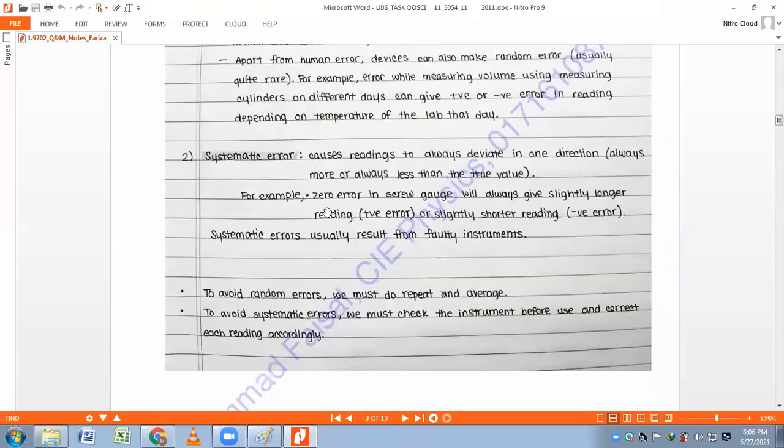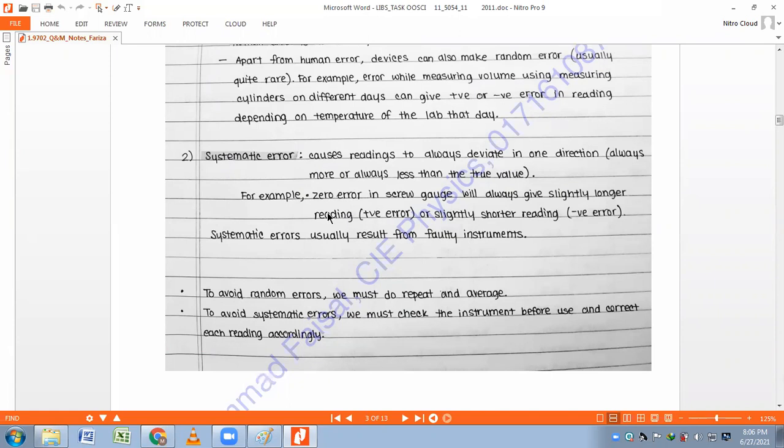Let's have a look at systematic error. Systematic error causes a reading to always deviate in one direction. That's the definition, try to assimilate that. Systematic error causes readings to always deviate in one direction, always more or always less than the true value.